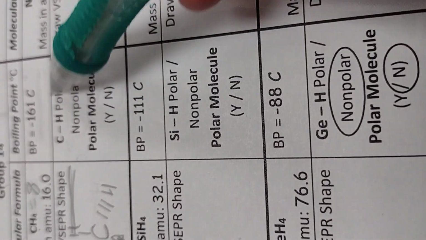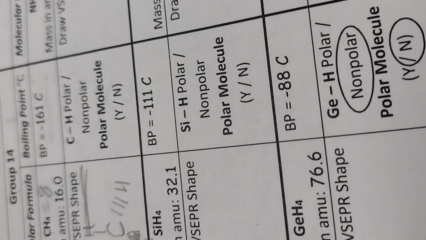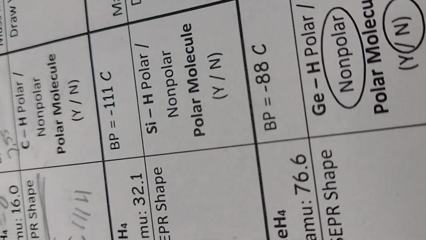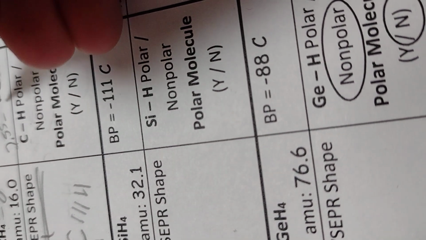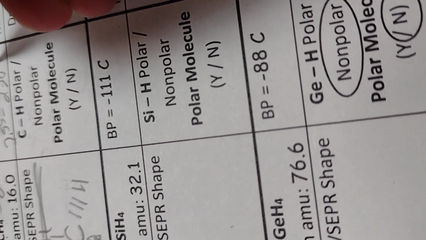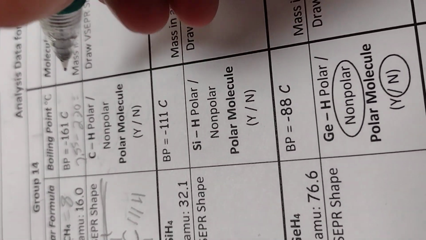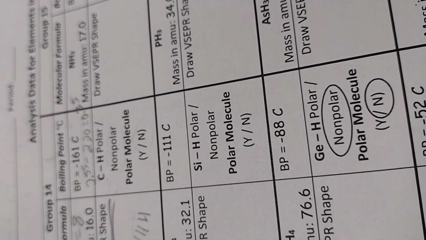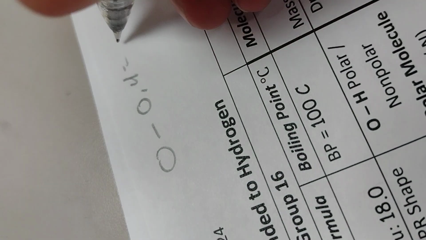Next, it asks for the polarity of the C-H bond. Well, if you look at your electronegativity sheet, the electronegativity is 2.55 for C, and the electronegativity for H is 2.20. If we subtract those, we get 0.35. Okay, remember, if the difference is between 0 and 0.4, it is nonpolar for electronegativity.